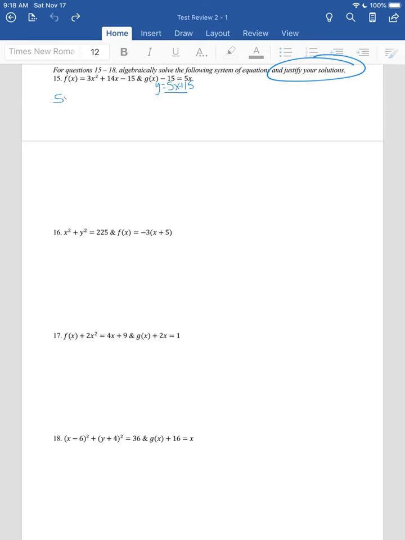So this is 5x plus 15 equals 3x squared plus 14x minus 15. I'm going to subtract 5x and 15 over. That way I could try to factor to solve. To make this a little bit easier on myself, everything here is divisible by 3. So I'm going to divide everything out by 3.